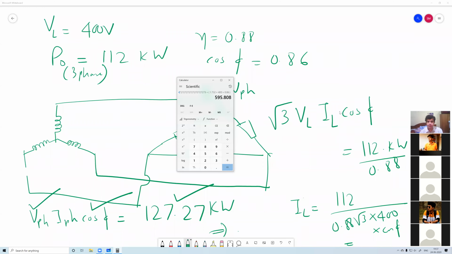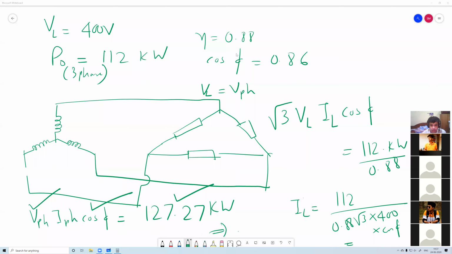Okay, apparently there is something strange with the calculator. So I_L is coming to be 213.6 amps. Okay, I will continue in the next class. I'm stopping it.